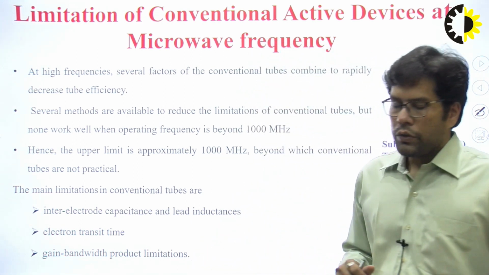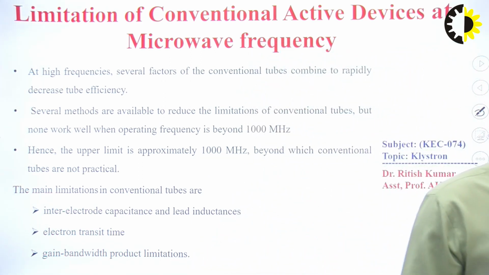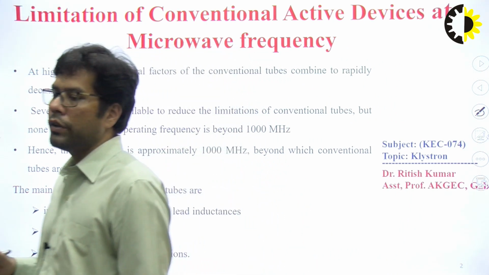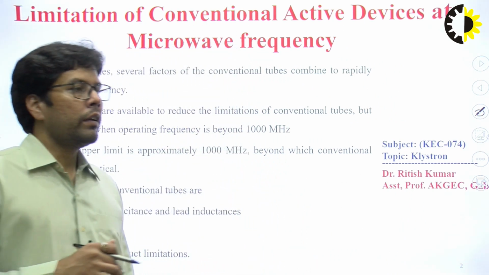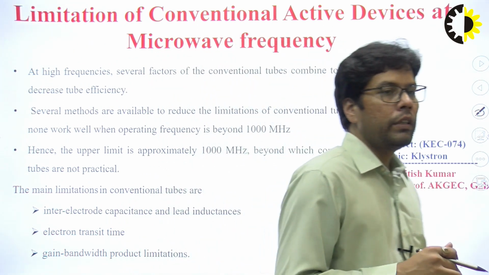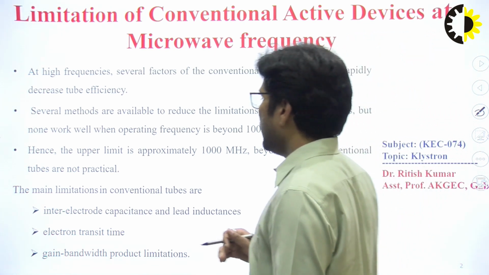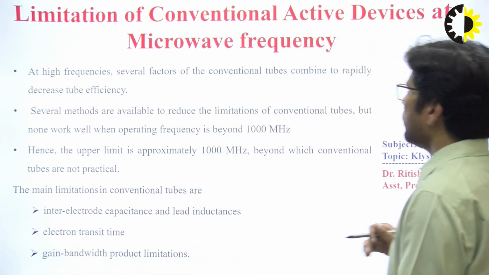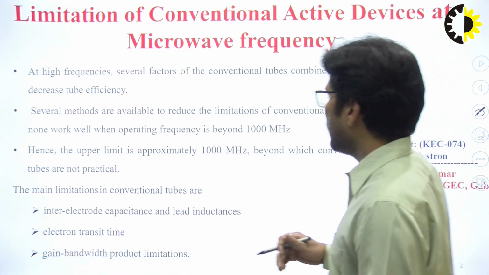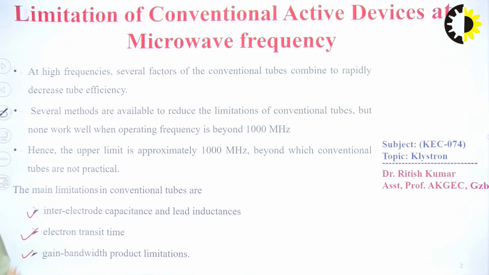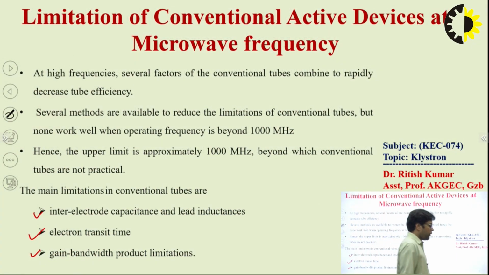First we need to understand the limitations of the device at higher frequency. For frequencies beyond 1 gigahertz, roughly 1000 megahertz, the inductive and capacitive effects come into the picture. The main limitations in conventional tubes are, first, interelectrode capacitance and lead inductances; second, electron transit time; and third, the gain bandwidth product. We will cover these three limitations in detail.